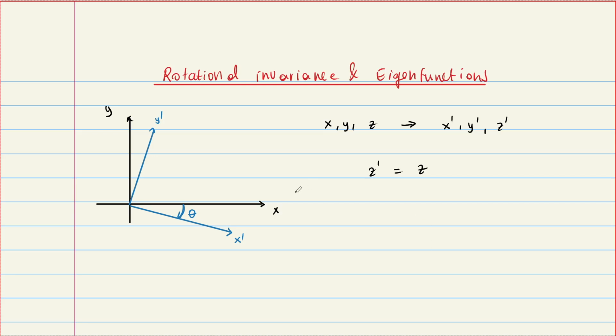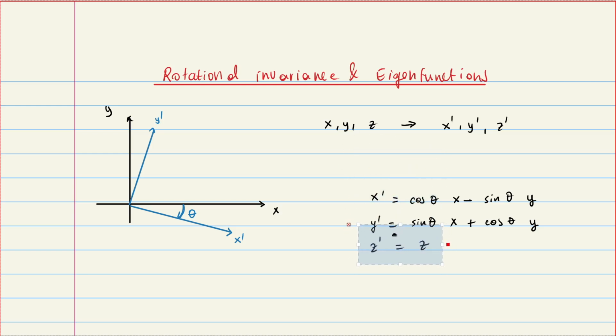There's no change. Whereas x prime, I think this is standard. Let me just write the result. x prime is equal to cosine theta x minus sine theta y, and y prime is equal to sine theta x plus cosine theta y. Actually, let me write them in sorted manner.